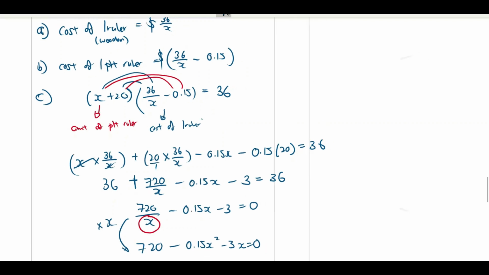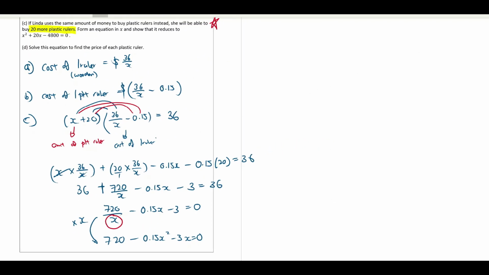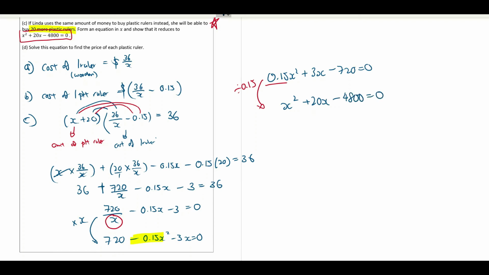Put it nicely all to the right side, because you see my x squared is negative 0.15x squared, I want it to be positive. So 0.15x squared plus 3x minus 720 equals 0. Next, the equation says I must form to become this. What do I do? I divide everybody by 0.15 so that this 0.15 disappears. Then I will get x squared plus 20x minus 4800 equals 0. And that is how I show it.